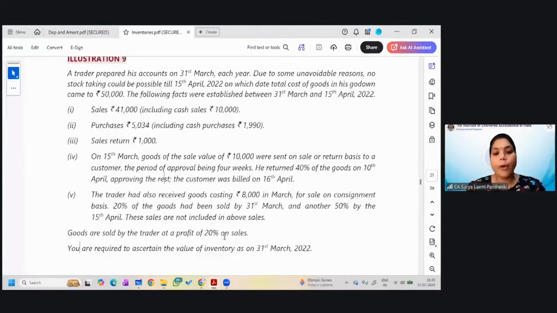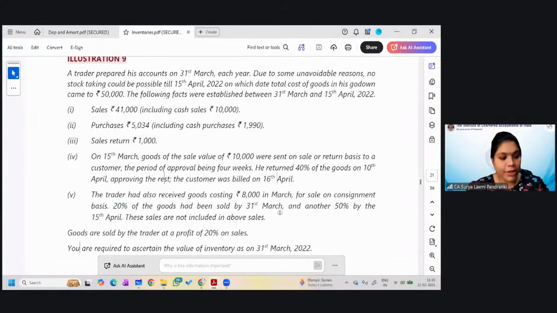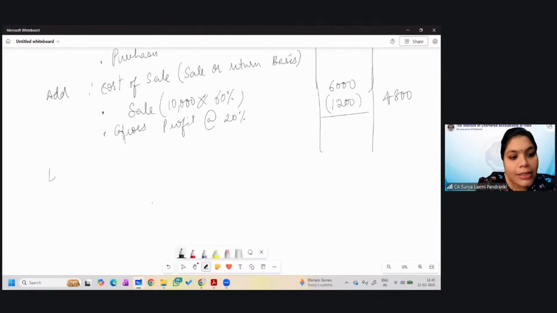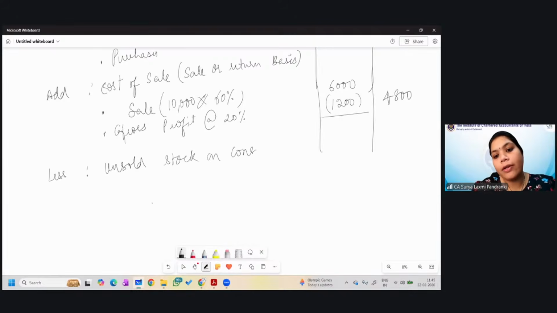Now, what is the fifth point? This is talking about the consignment. I told you that the consignment goods are not our goods. So any unsold stock on consignment has to be removed. Why are we removing? Because it is not our stock. It is the consignor's stock. Unsold means that stock is lying with you when you're counting, but it is not your stock, so it has to be removed from the count.